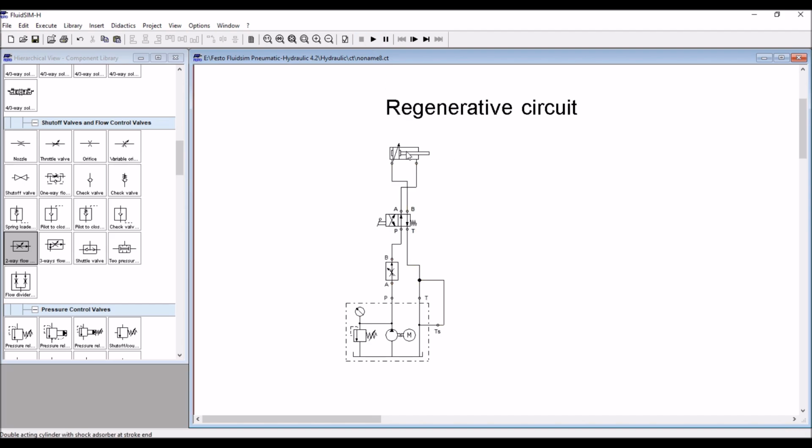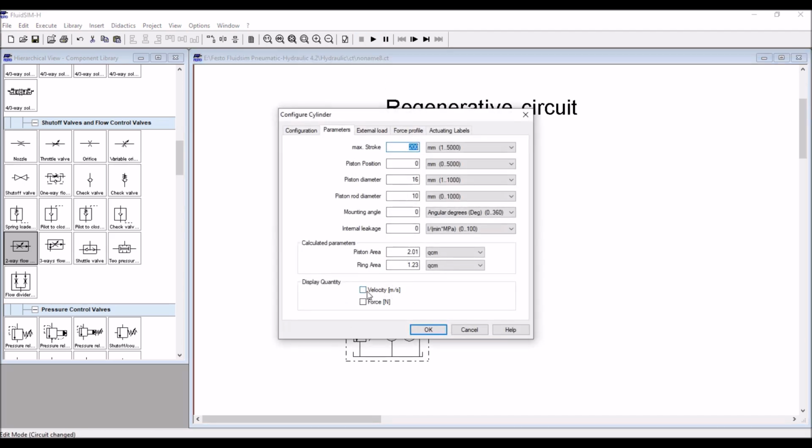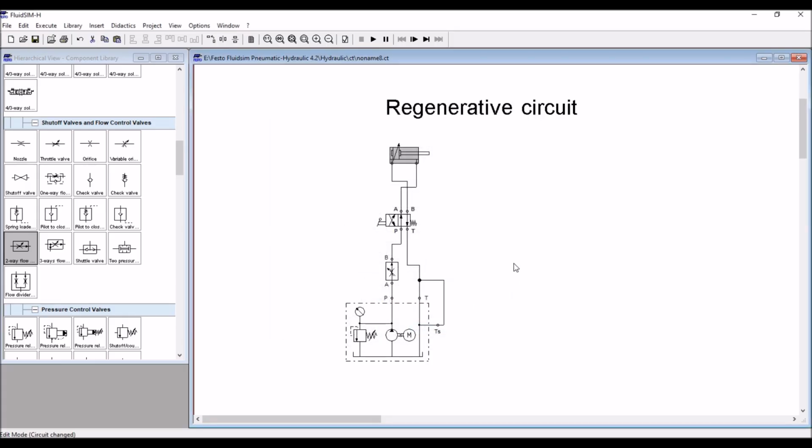To know what is the velocity, double click on the cylinder and enable the velocity in meter per second. Go to simulation. Now you can see this velocity. Velocity during extension is 0.09. Okay. During retraction 0.14. This velocity difference will be there. Extension is slower, retraction is faster because of area difference. Fine. This is understood.